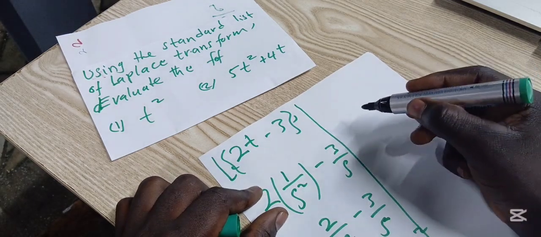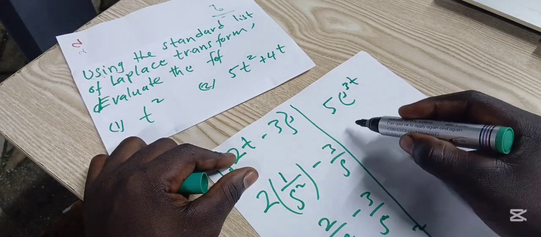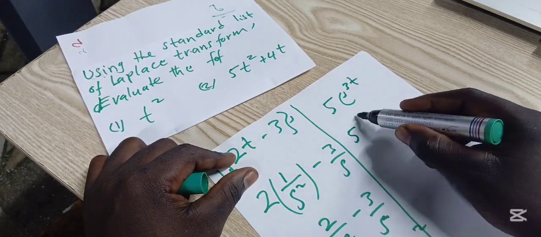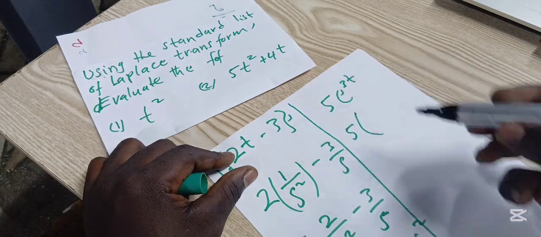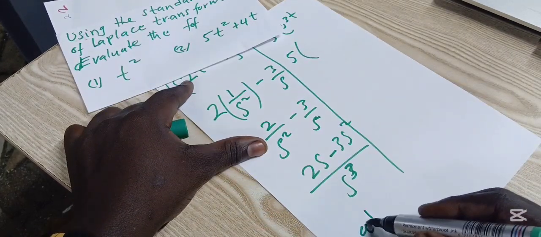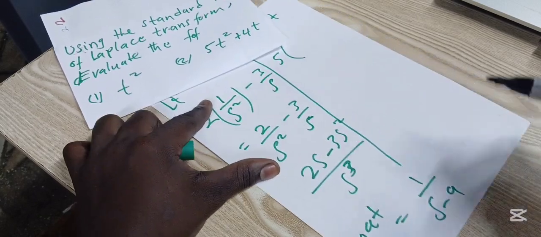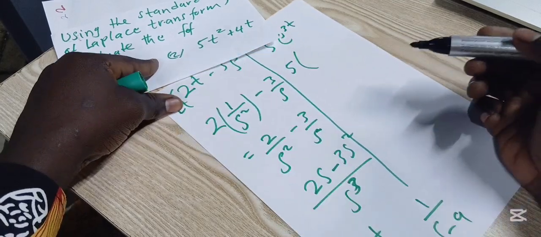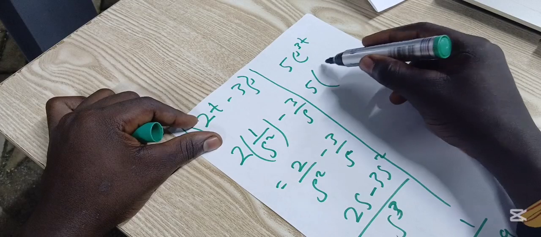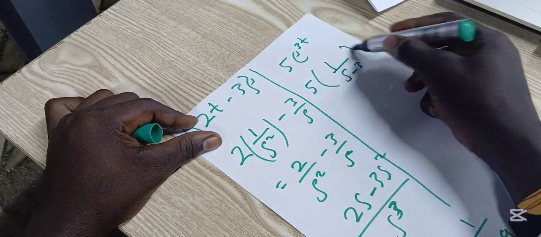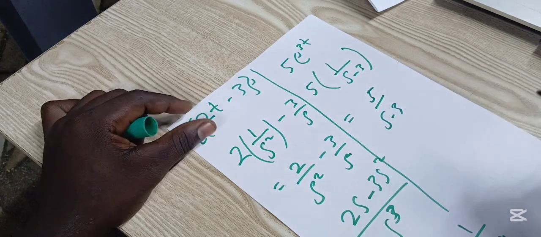Find the Laplace transform of 5e to the power 3t. So now we know coefficients are not to be affected. So just leave our 5 in brackets. Laplace transform of e to the power 3t. Laplace transform of e to the power at gives us 1 out of s minus a. In this case, our a is 3. So just 1 out of s minus 3. So simplifying this will give us 5 out of s minus 3.